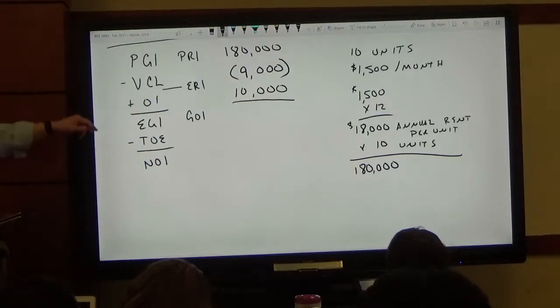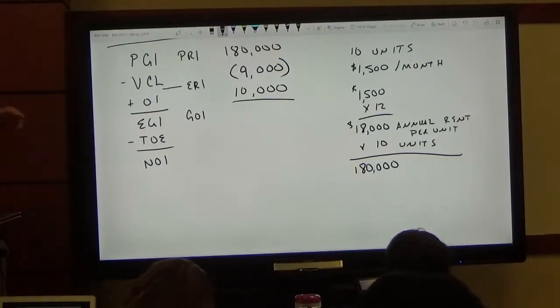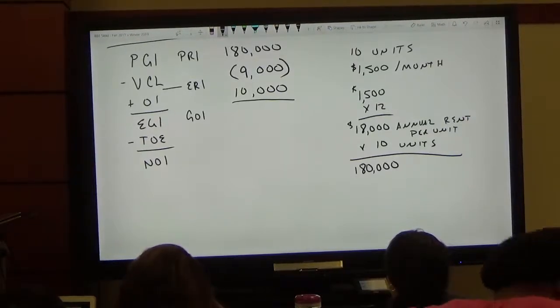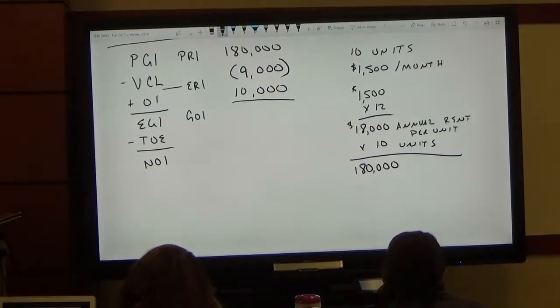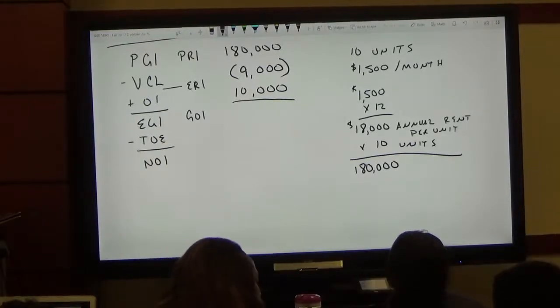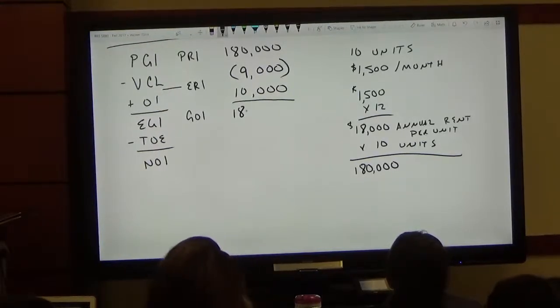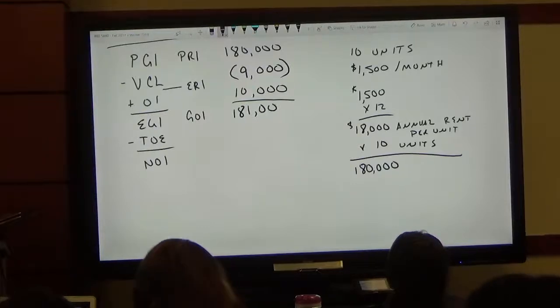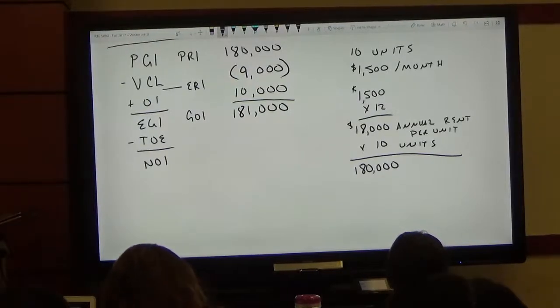Operating income, and most people tend to call it effective gross income. Same thing, but just different nomenclature. All right. So 180,000 minus the 9,000 plus 10,000 gives us 181,000 as our effective gross income. Okay? Everybody cool with that?